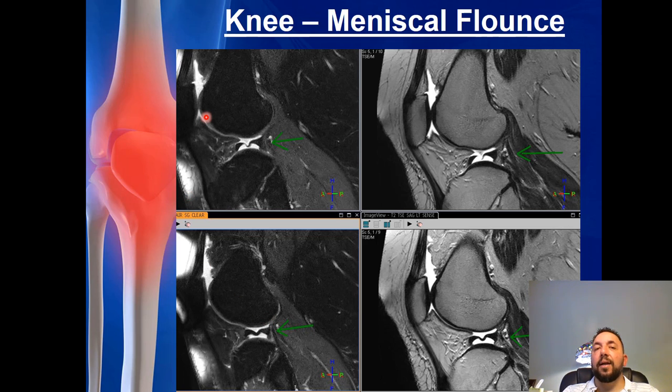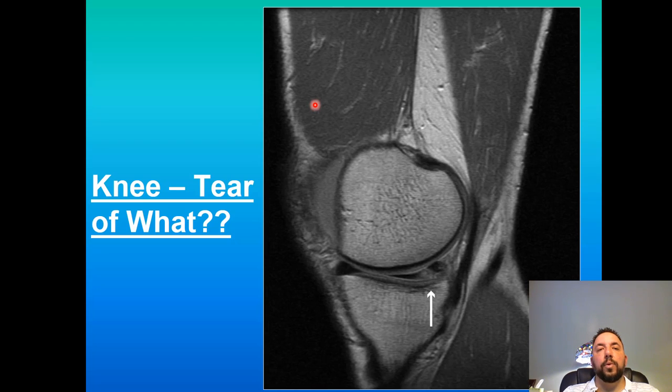Very often it does not have to be trauma induced, but the patient can have recurrent pain and symptoms from it. So the meniscal flounce, a really neat finding that we really only see once or twice a year with all the MRIs that we do in our place, but definitely something you want to impress your radiologist with when you see it. So this is the tear of what?